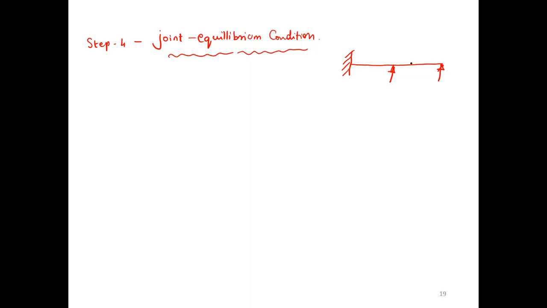Equilibrium, general definition: three equations, balance. What are those equations? Forces in the horizontal and vertical directions, and moment.